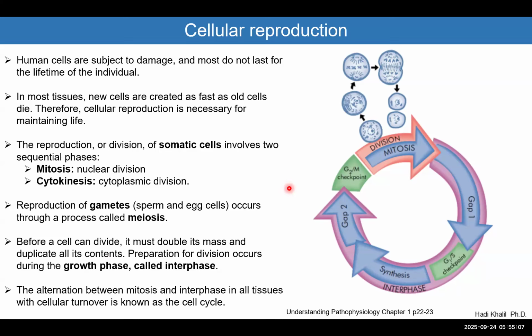The best decision the cell can take if it's going through the cellular reproduction and there's a problem, then it goes to cell death. The worst situation is that it carries that mutation or damage to the next generation or the next cell.